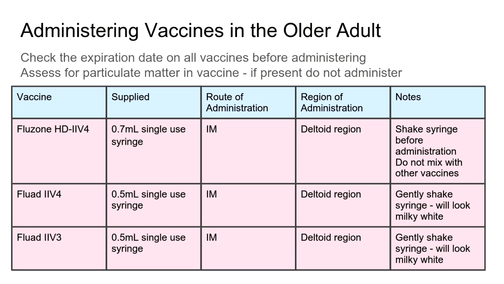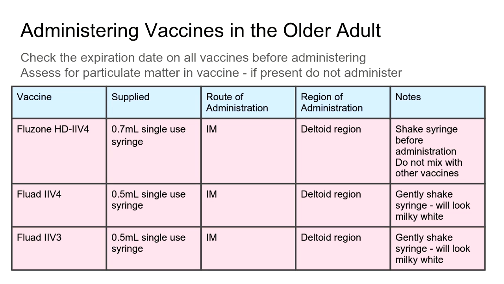When we go to administer the vaccine, we always want to check the expiration date and visually look for any particles that might be in the liquid. This could be a sign that there's a defect in that particular vaccine or the vaccines have been contaminated, and we'd want to not administer those to our patient. All vaccines are going to be administered intramuscularly in the deltoid region of the patient's arm. With Fluzone high dose, that's going to be that larger syringe of 0.75 milliliters.